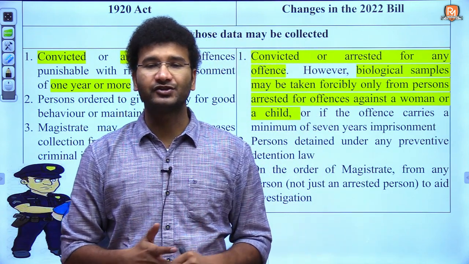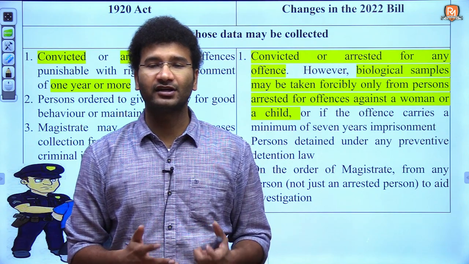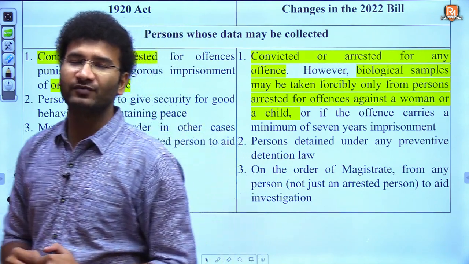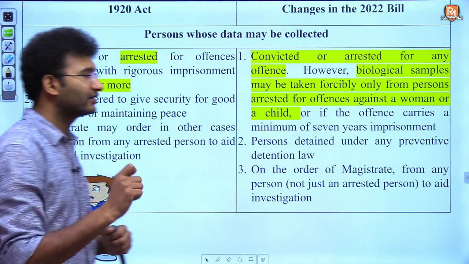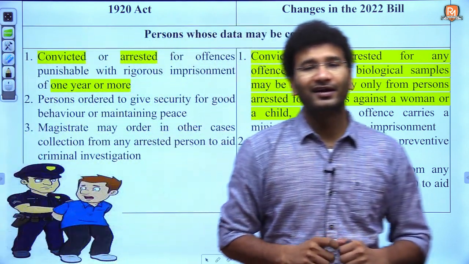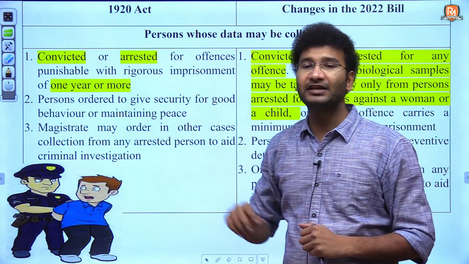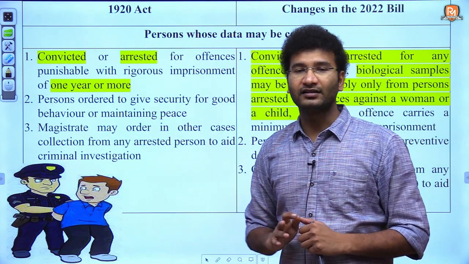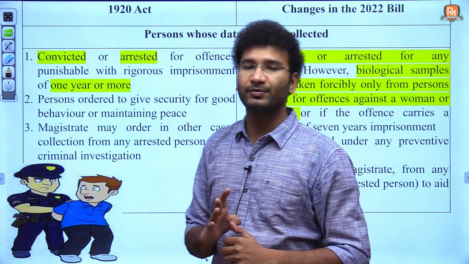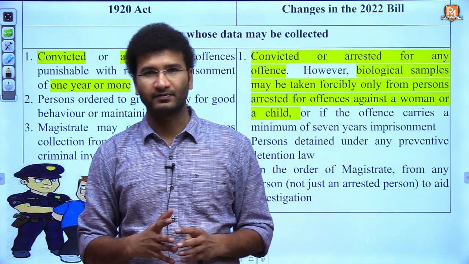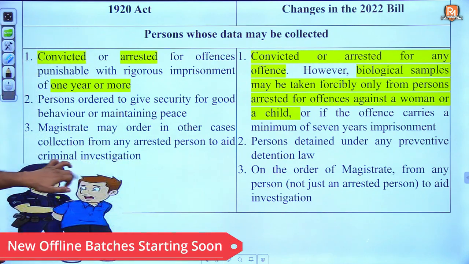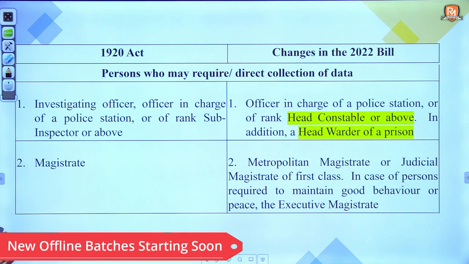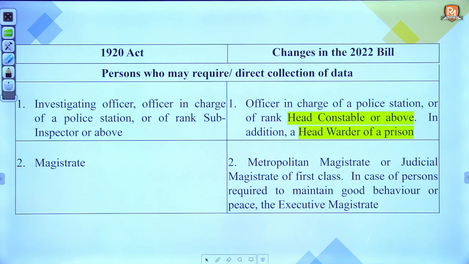Now, it is generally the magistrate, not just for an arrested person, to aid the investigation. It is the magistrate who decides whether that person's sample is to be collected. In the earlier case, it said that the magistrate may order, in other cases, collection from any arrested person to aid criminal investigation. Right. These are some things mentioned in this act in a clear-cut manner. And the next provision is persons who may require or direct collection of data.